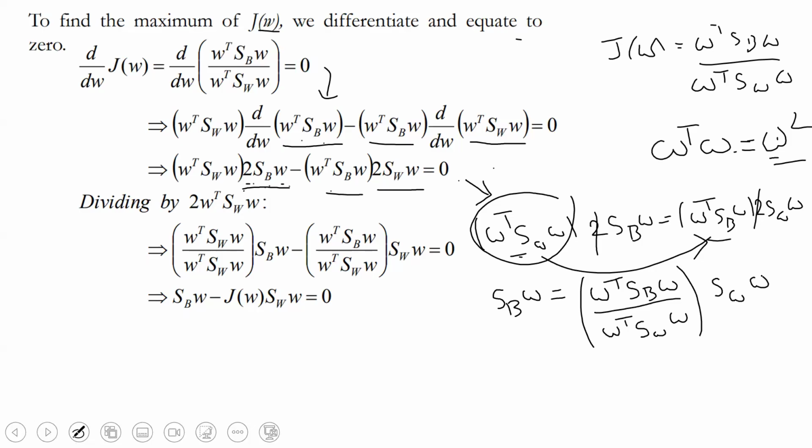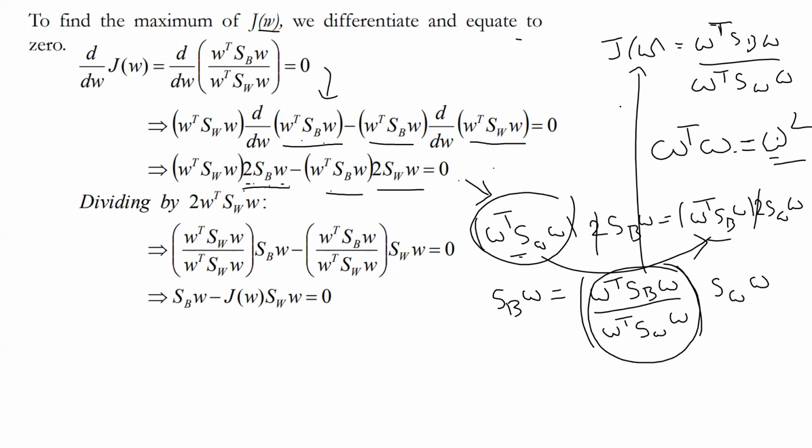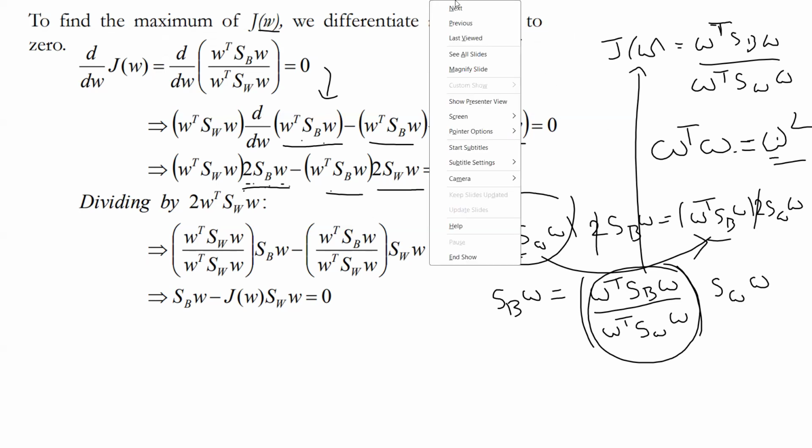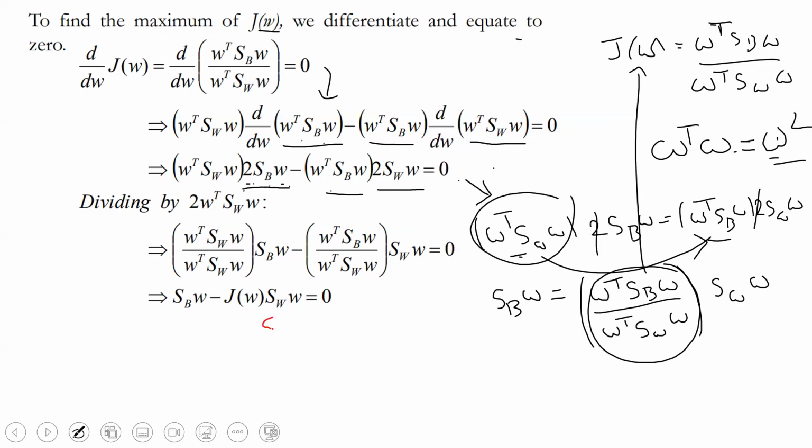Now, what is our objective function? Is this the same as our objective function? Yeah, these two are the same. So now I'm going to rewrite this; this is the final notation. Just carefully observe this. Here is the conclusion of what we are studying now. I can rewrite this as SBW is equal to J of W, which is the objective function, because I'm replacing this with the objective function, into SW of W.